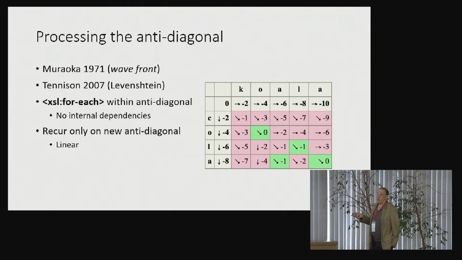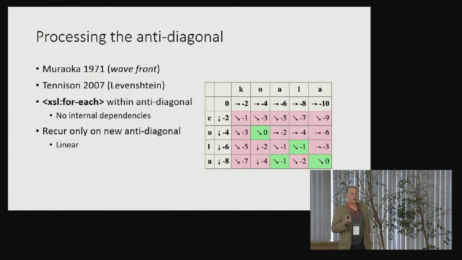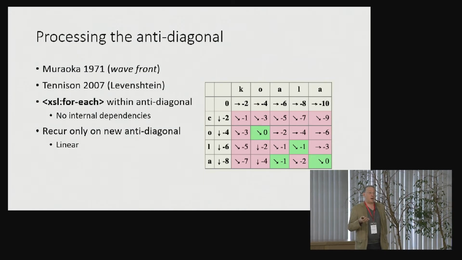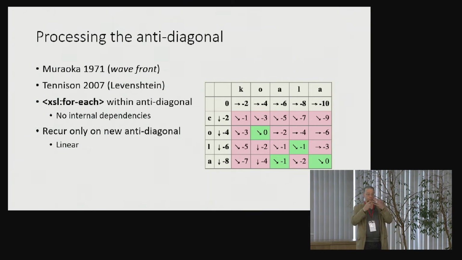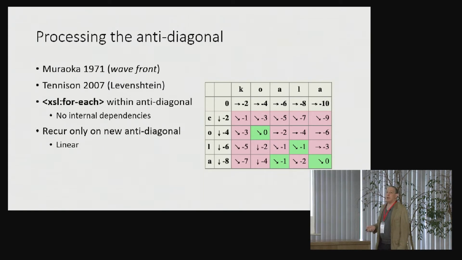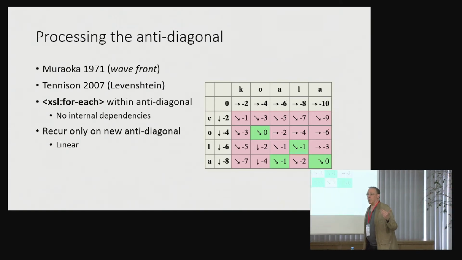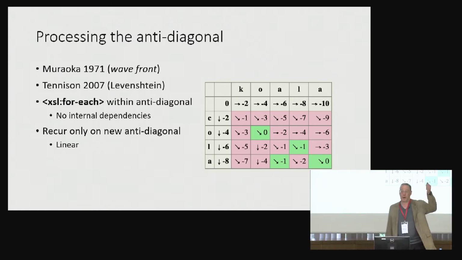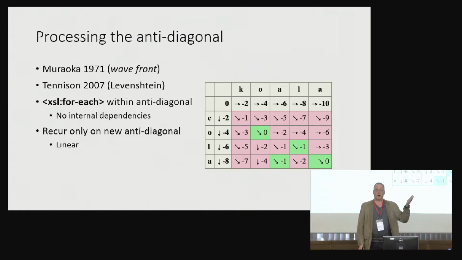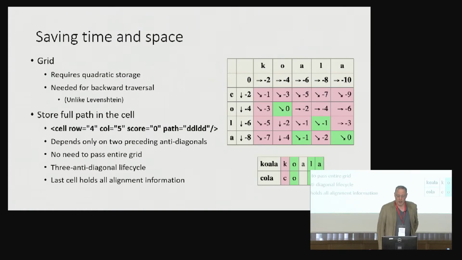So what Jenny did in her second approach was recur only on each antidiagonal, and within the antidiagonal, she used xsl:for-each. And that worked just fine because all of the information needed was present in the preceding two diagonals. So she had to pass those along, but what this did was change the recursion from quadratic, from recurring on each cell, to linear, from recurring on each diagonal. This was obviously a big improvement.